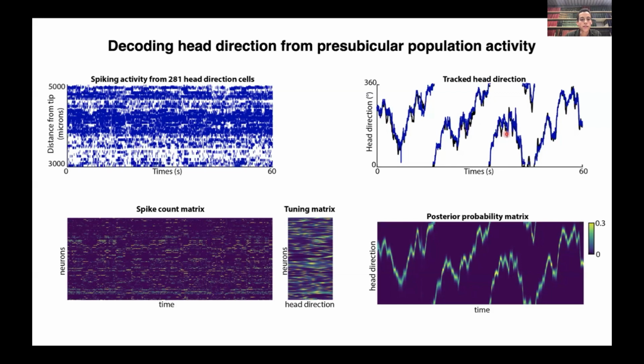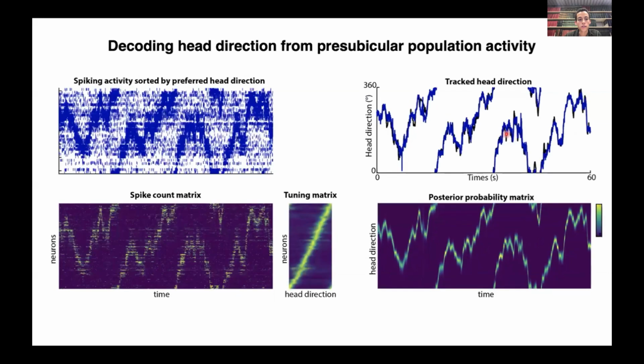And this is not surprising given that all of the neurons are strongly tuned to head direction. And in fact, we could have seen this by just sorting the spikes by the preferred heading of each neuron. You can essentially read out the population signal by eye.